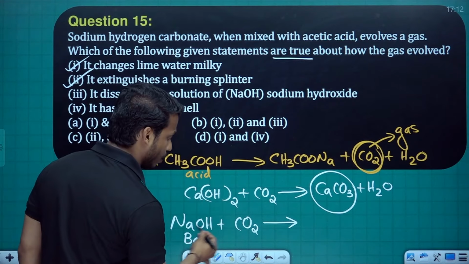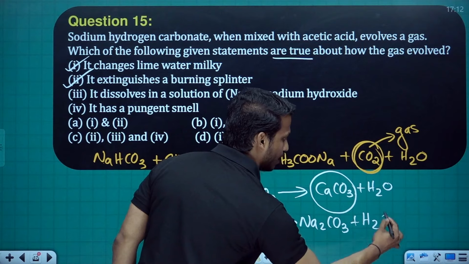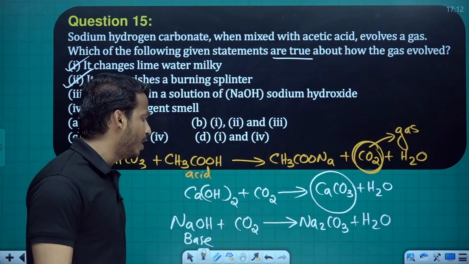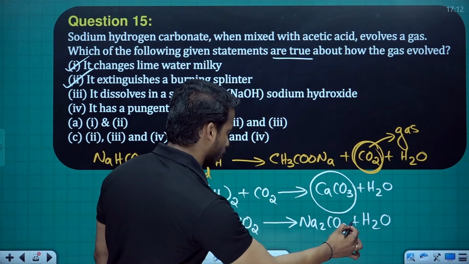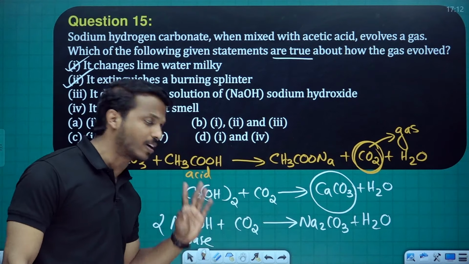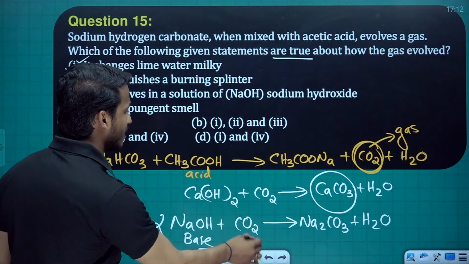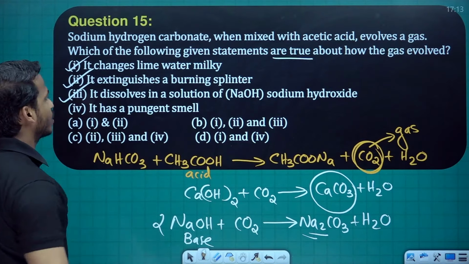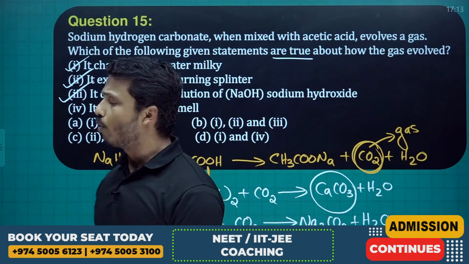That will combine, it will give you Na2CO3, sodium carbonate, along with water. So sodium hydroxide when combined with carbon dioxide forms sodium carbonate and water, 2NaOH plus CO2 gives Na2CO3 plus H2O, okay. So yes, it can dissolve in a solution of sodium hydroxide. Sodium hydroxide can react with carbon dioxide. And what about the last one?